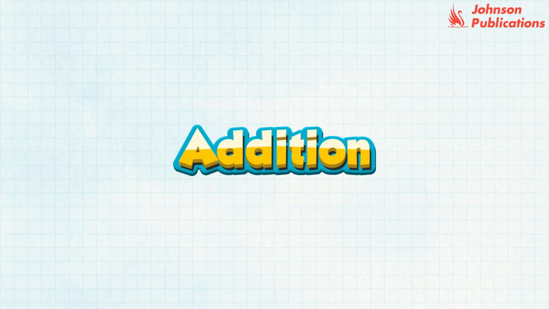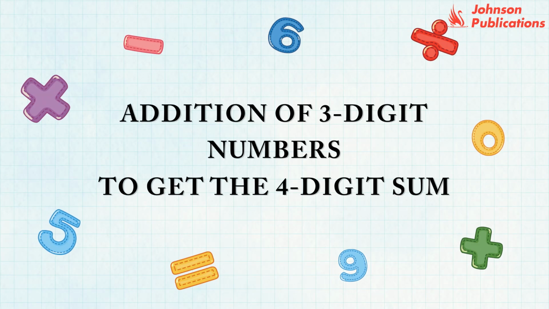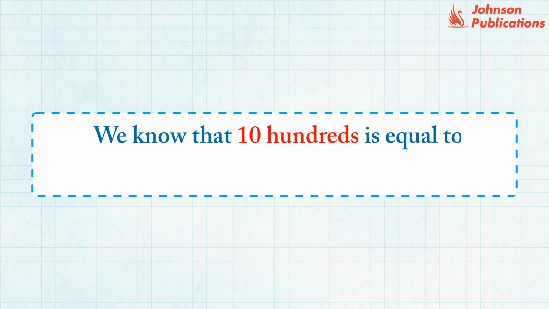Addition. Addition of 3-digit numbers to get the 4-digit sum. We know that 10 hundreds is equal to 1000.